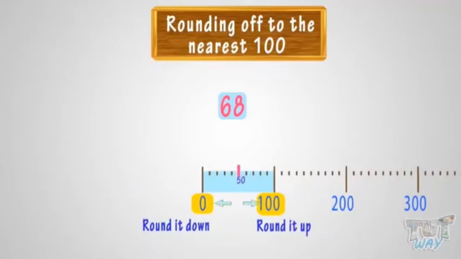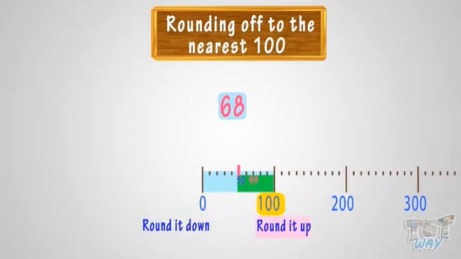Think, according to the rule, if the number comes after the 50 mark, the number is rounded up. And if the number comes before the 50 mark, the number is rounded down. So here our number, 68, is after the 50 mark. So we will round it up to 100.